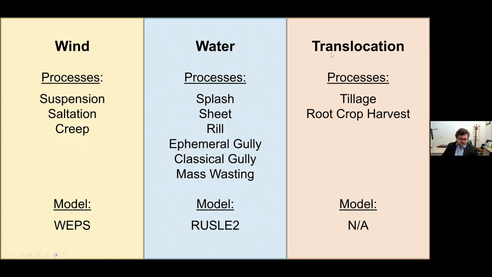And then we have translocation. Translocation is where I'm actually moving soil, but it's not being moved by wind or water. It's being moved by humans, by anthropogenic action, either through tillage or root crop harvest. So if you're farming potatoes and you are harvesting those, you're actually picking up soil and moving it too. So both of those processes have to be accounted for as well.